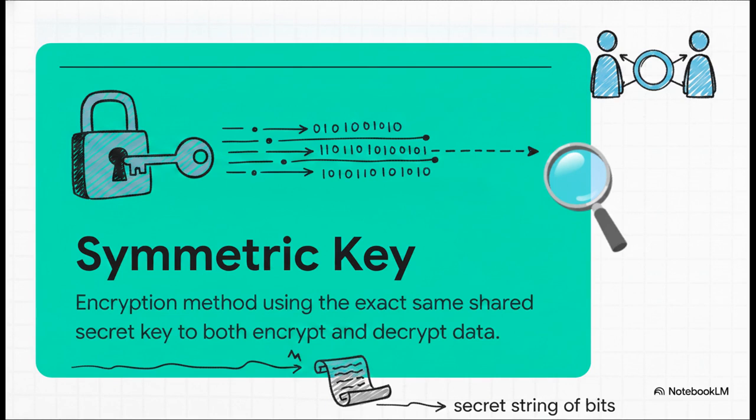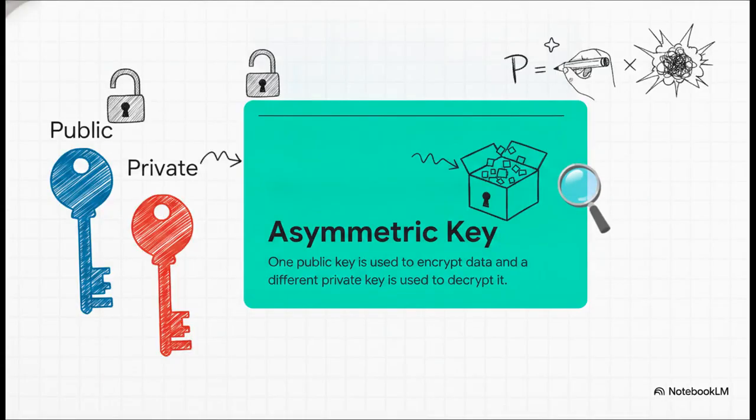Now, symmetric cryptography is the industry standard for speed. It processes data incredibly fast, but there's a huge catch. The key itself is just a secret string of bits, and the two parties have to somehow figure out how to safely share that exact same key across a public network before they can communicate securely. So how do you securely share a secret key with a server you've never met?